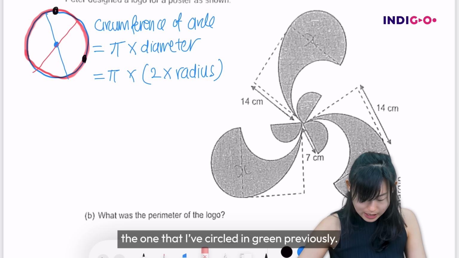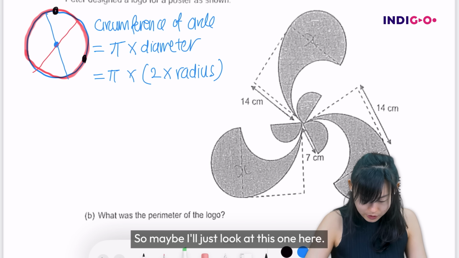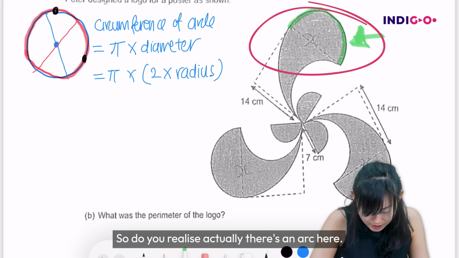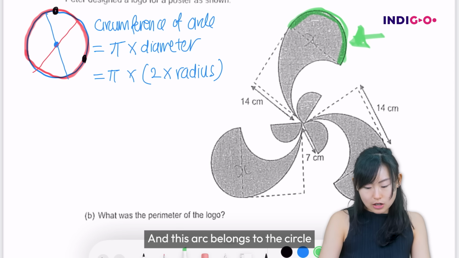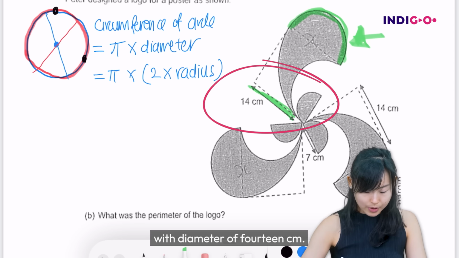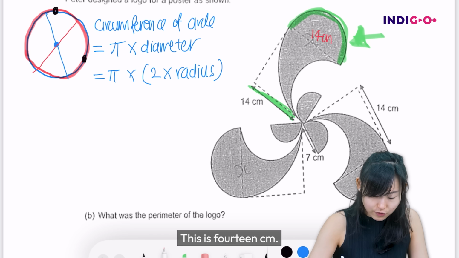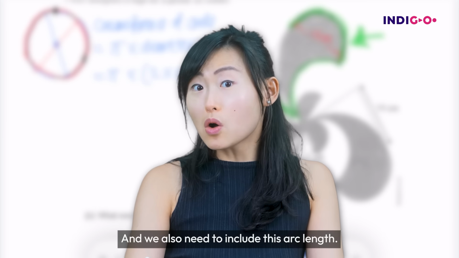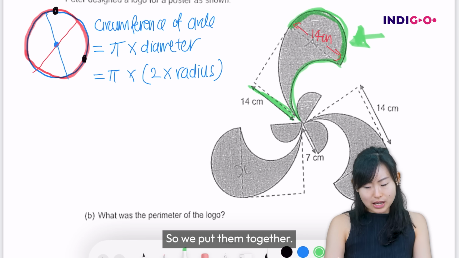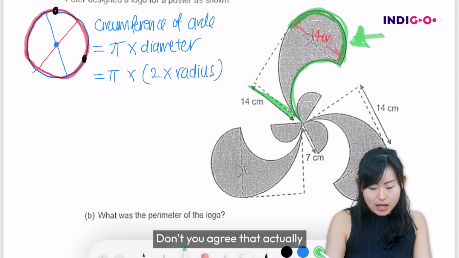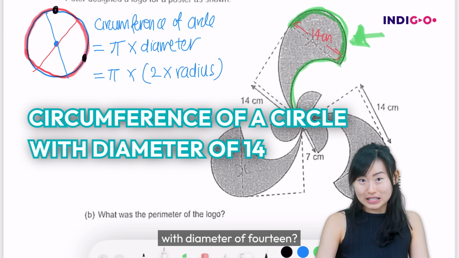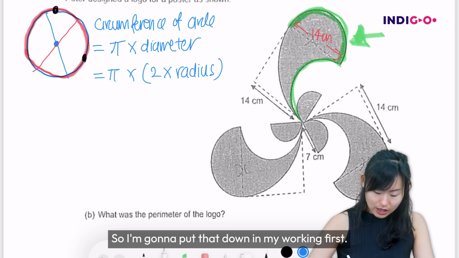I will look at the one that I've circled in green previously, so maybe I'll just look at this one here. Do you realize there's an arc here and this arc belongs to the circle with diameter of 14 cm? So let me write that down here for reference. This is 14 cm and it's also the same as this semicircle here, isn't it? And we also need to include this arc length. So we put them together. Don't you agree that the length of the green lines is just the circumference of a circle with diameter of 14? So I'm going to put that down in my workings first.